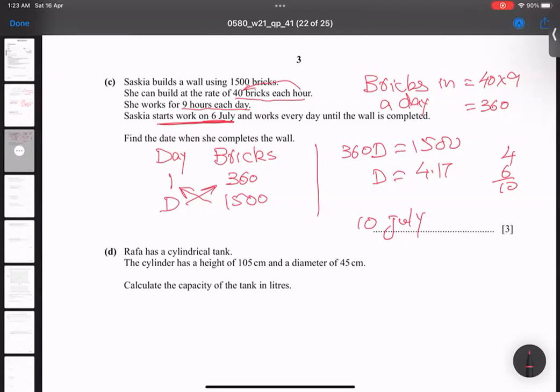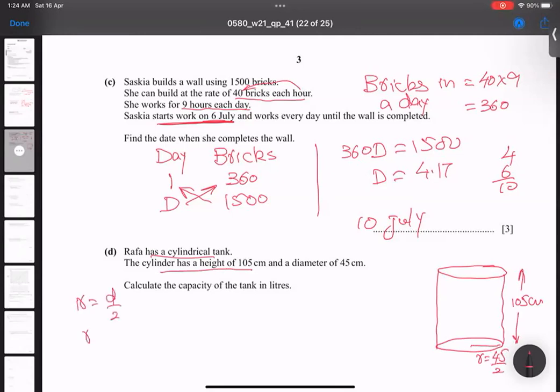In the next point, we have Rafa has a cylindrical tank. Let's have a look here. The cylinder has a height of 105 centimeters, and the diameter is given as 45. So I will write the radius as 45 upon 2, because the radius formula is diameter divided by 2. So I got 45 divided by 2.